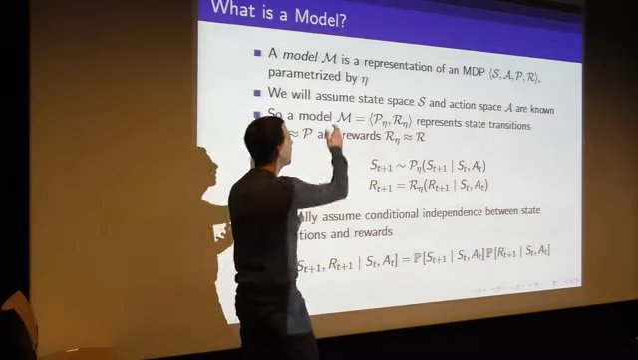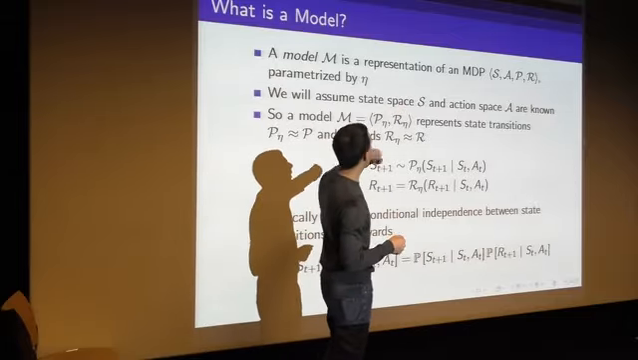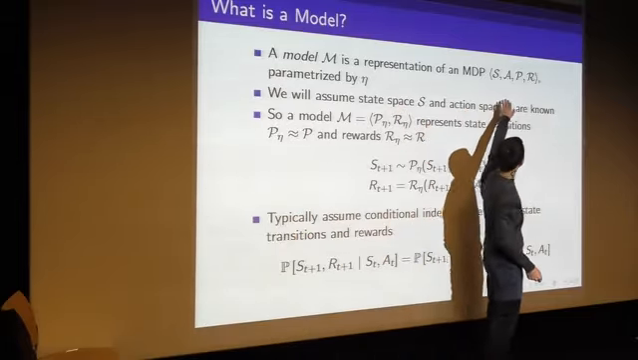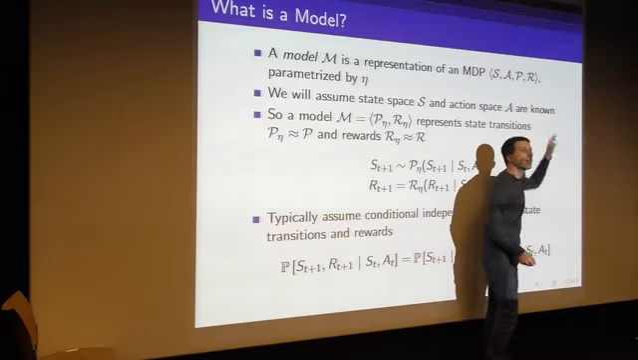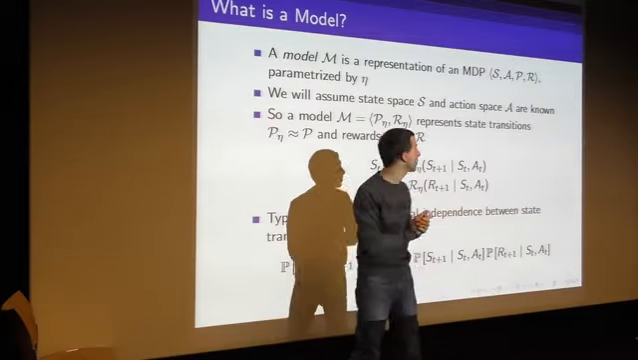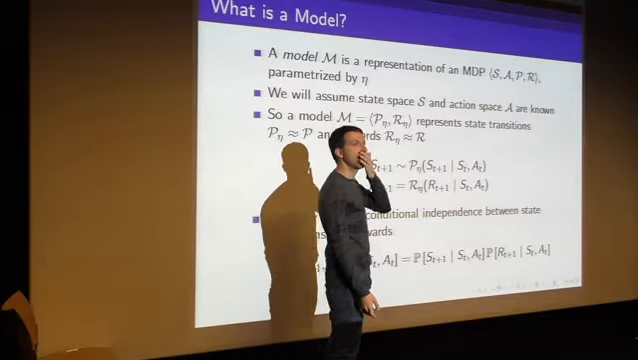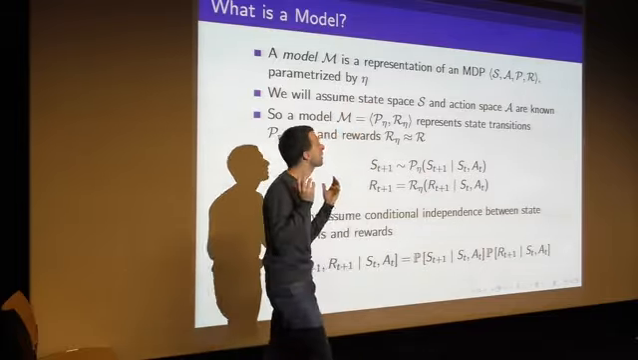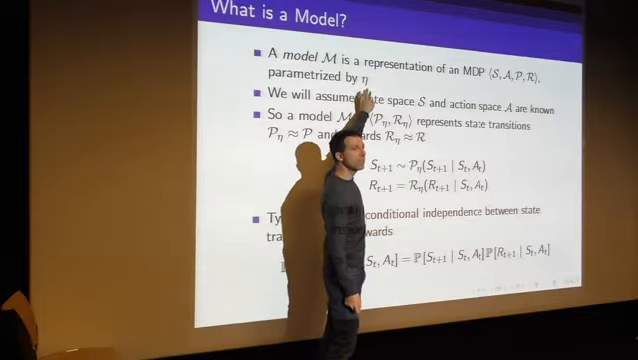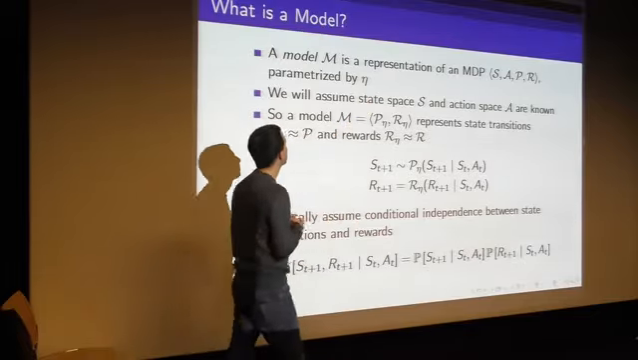And so let's say that there's some representation of an MDP with some state space, action space, transition probabilities, and reward function. That was our definition of MDP from earlier in the course. And we're going to parameterize this. Think of this as maybe a neural network that we're trying to learn with some parameters. And we'll use these parameters eta to represent our model.